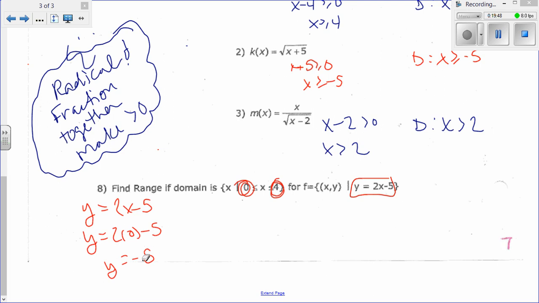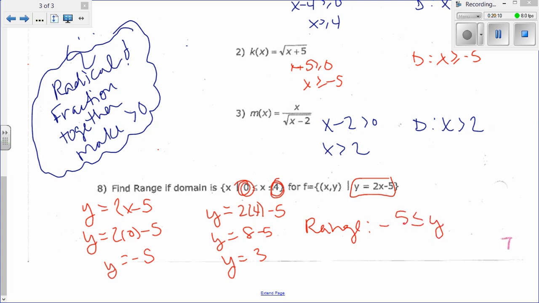If I put in 4 for x, y equals 2 times 4 minus 5, so y is equal to 8 minus 5, y is equal to 3. That means my range has got to be between my two answers, which is -5 and 3. So my range is -5 less than or equal to y less than or equal to 3. What I did is I restricted the domain, so I'm only looking between 0 and 4. So I only want the y values for the x values that they coincide with.